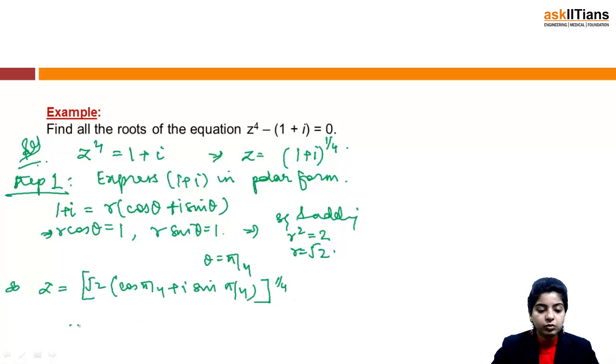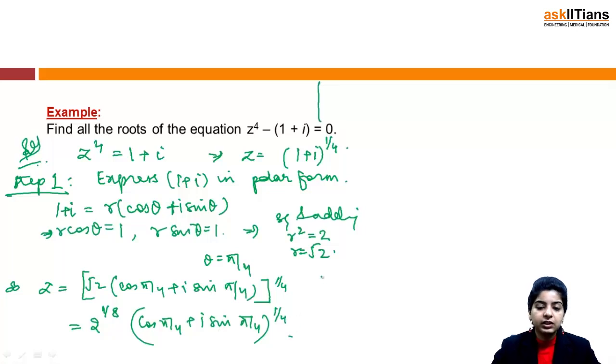So that becomes 2 raised to 1 by 8 (cos of pi by 4 plus iota sine pi by 4). So z becomes 2 raised to the power 1 by 8 (cos pi by 4 plus iota sine pi by 4) whole raised to the power 1 by 4.